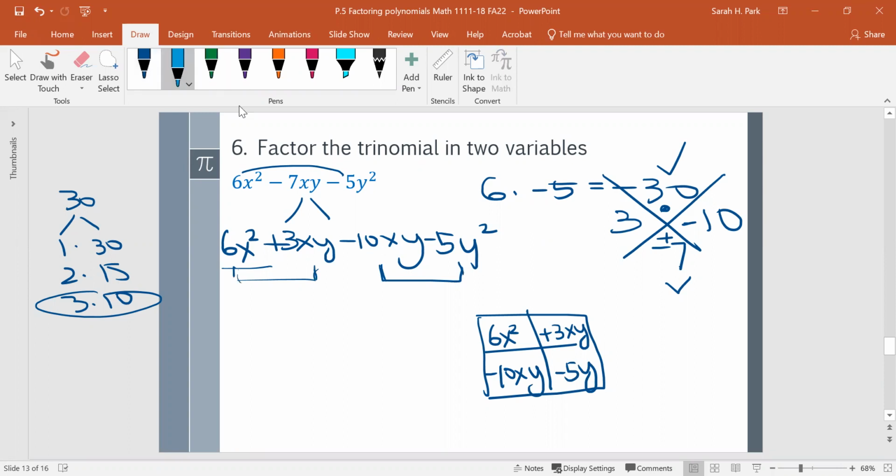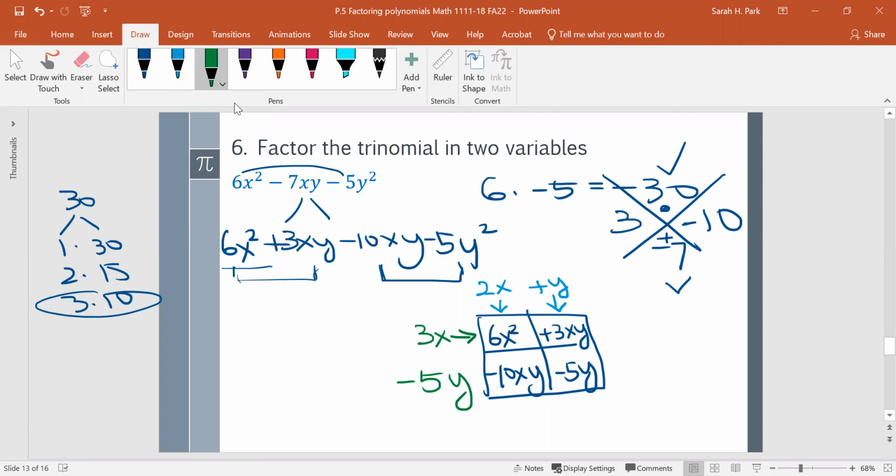And what you're doing in this row is checking to see what this column has in common. You can see they both have 6x squared and negative 10xy. We can factor out a 2x. Now moving on to 3xy and negative 5y squared, what they have in common is a plus y. Now we're moving to this row, 6x squared and 3xy. They both have a 3x in common. And then negative 10xy and negative 5y squared, they both have a negative 5y in common.